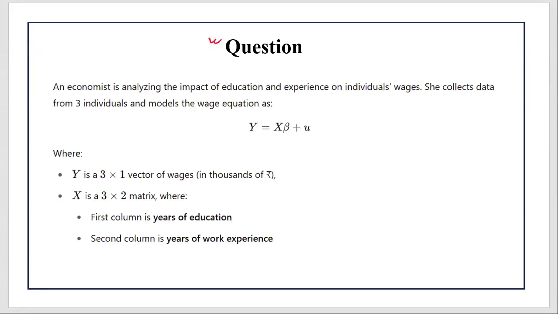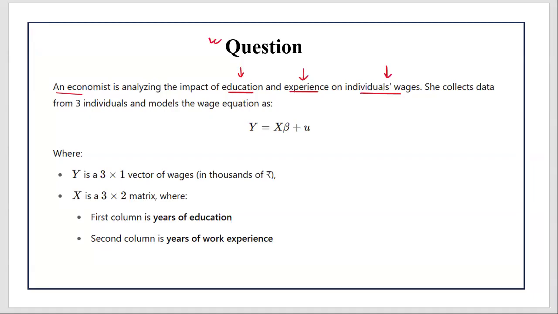The question is this: an economist is analyzing the impact of education and experience on individual wages. So individual wages is the dependent variable here, and you have two explanatory variables, education and experience, right? So you have two independent variables or explanatory variables and one dependent variable. Hence, it is a multiple linear regression model where you have more than one explanatory variable in your model.